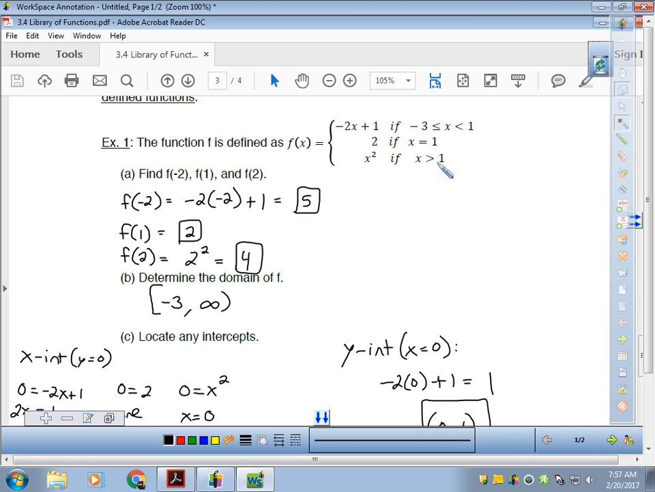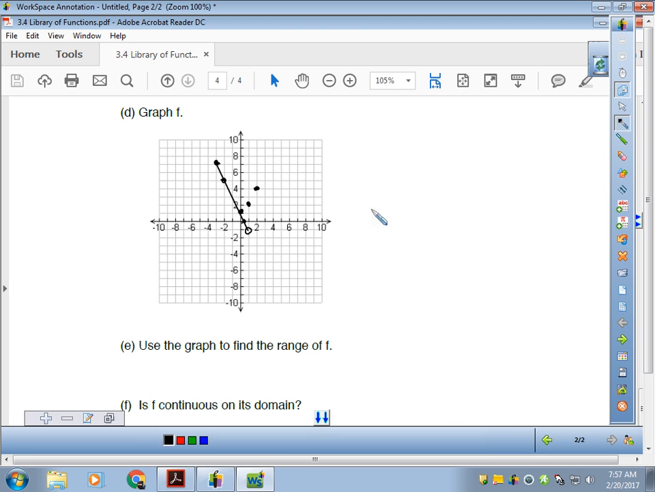But do I include 1 here? No, I don't, because there's no equal to. I can't include 1. So when I go to plot this point at 1, 1, I'm going to do another open circle, another hole. So I'm going to go to 1, 1, and I am going to plot a hole. There's that little hole right there at 1, 1.